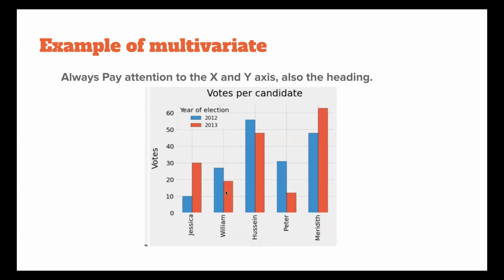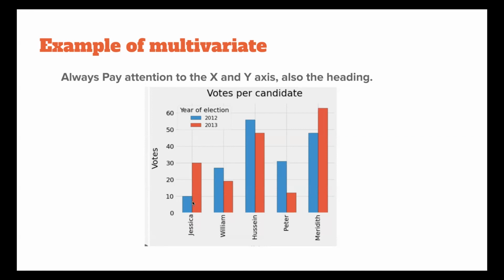What this person did here was to show 2012 and 2013. So we can compare 2012 to 2013 first of all without looking at anything else. We see that for three persons, not everybody, Jessica had more votes in 2013 compared to 2012. William had more votes in 2012 compared to 2013, while Peter had fewer votes in 2013 compared to 2012. Then we can see the number of votes on the y-axis for each person.